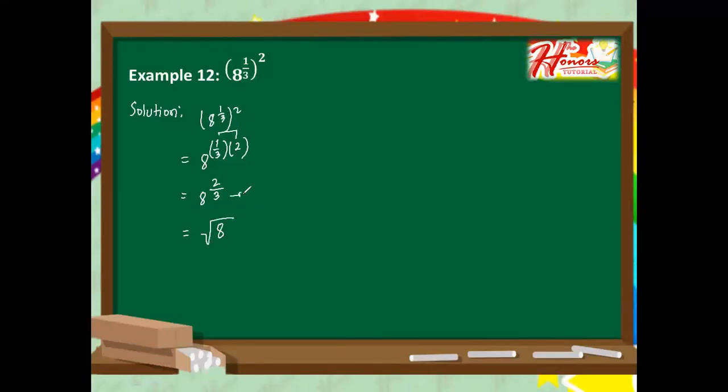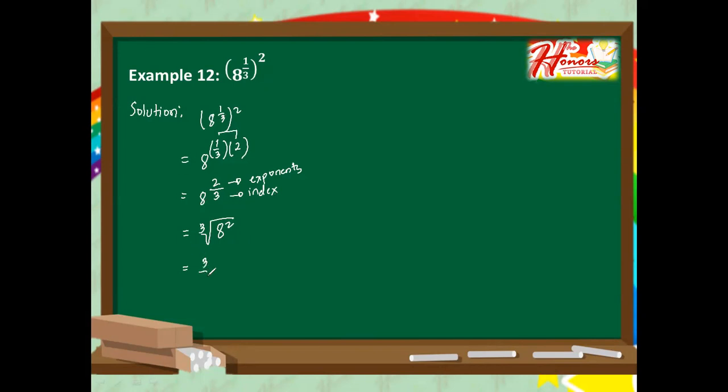Of course, your denominator will become your index. So we will write 3 here, and then this will become your exponent. Remember the parts. So that's 2. So that is the cube root of 8 squared. We have to simplify your radicand.